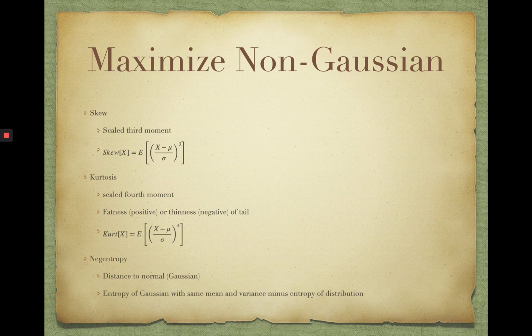You can also walk in the direction of negative entropy. You can think of negative entropy as the distance to a normal or Gaussian form. So take the entropy of a Gaussian with the same mean and distribution, and minus that entropy. It'll kind of walk you away from it. So negentropy is another option. I mention these because when you deal with MATLAB functions, whatever else, they're going to let you choose a function to use. So these are some common ones.